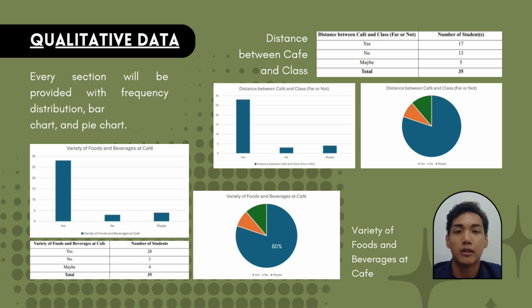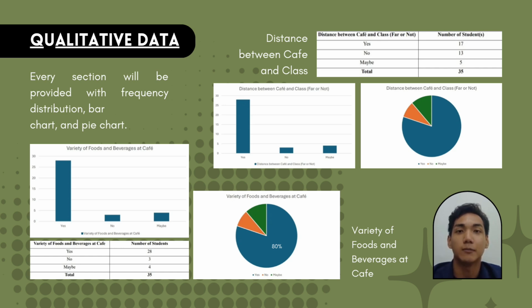So here is the data for the distance between the class and the cafe, and also the variety of food and beverages offered at the cafe. Some students choose their preferred cafe because of the distance between the cafe and their next class. 17 students, equal to 48.6%, say yes, the cafe is far from the class, but 13 students, equal to 37.1%, say no, it is not far, and 5 students, 14.3%, said maybe.